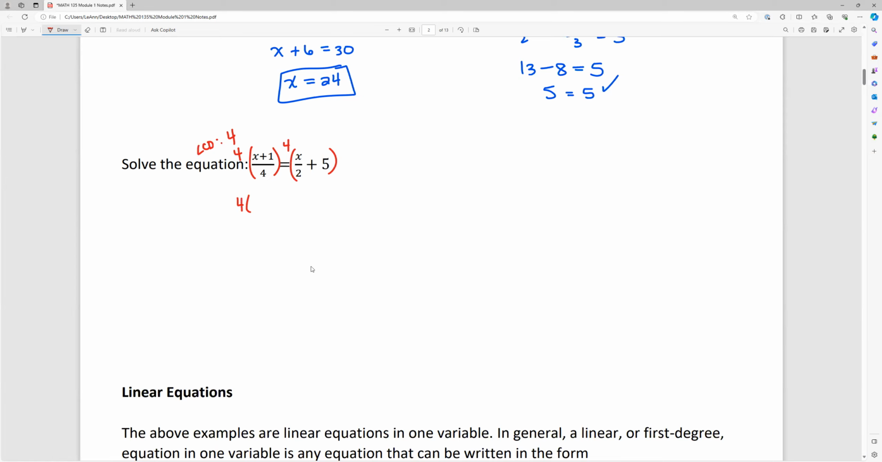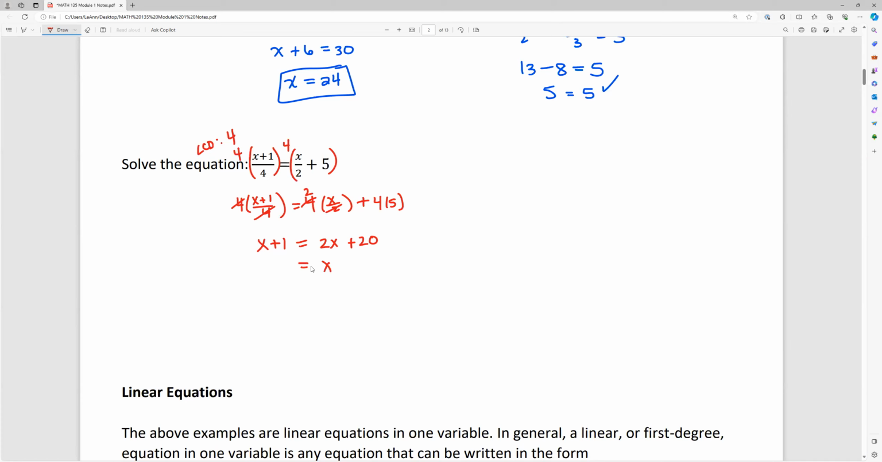So we're going to distribute as needed on that right side. So 4 times the x over 2 plus 4 times the 5. On the left side, the 4s are going to completely cancel and just leave me with the numerator, which is x plus 1. Here, though, we'll reduce and get 2 times x, which is 2x, and then 4 times 5 is 20. I would probably subtract the 1x over and move it to the right side, just because I like to keep my x's positive if I can.